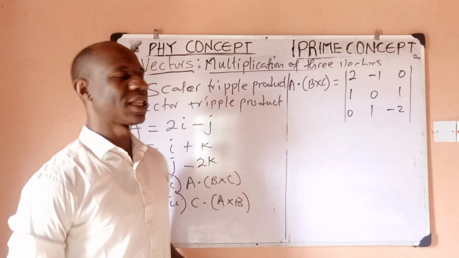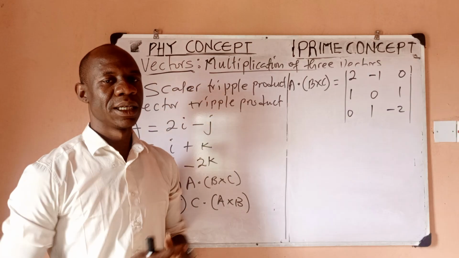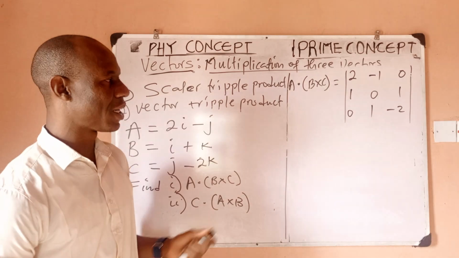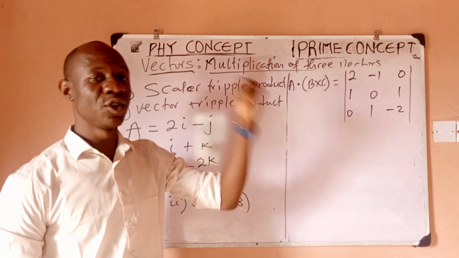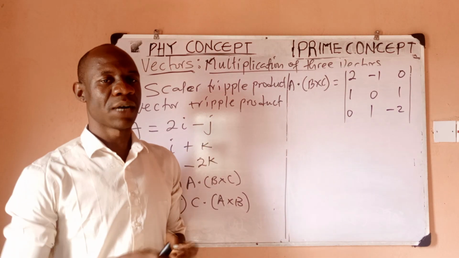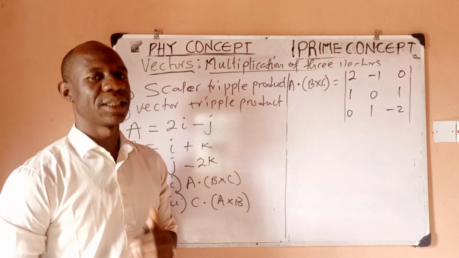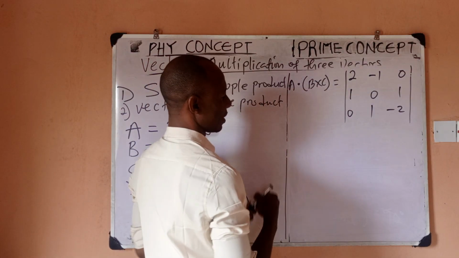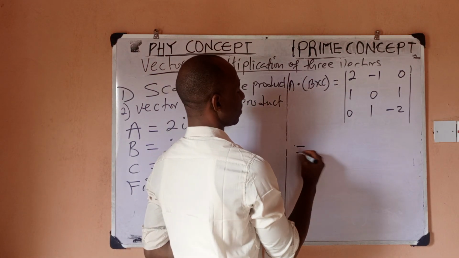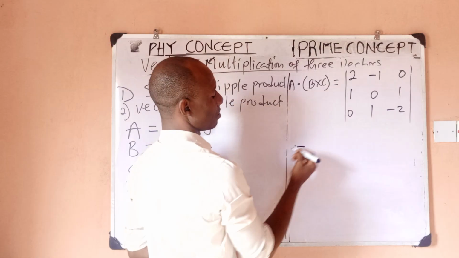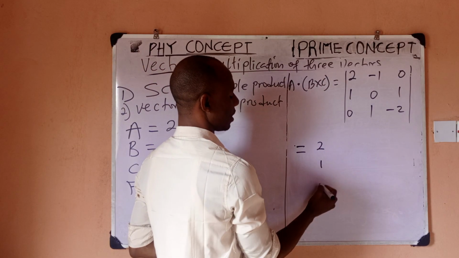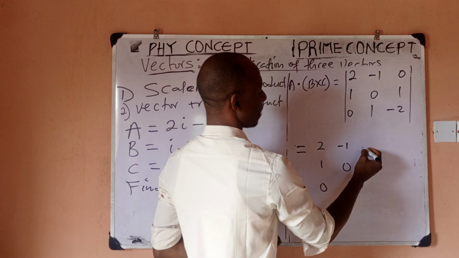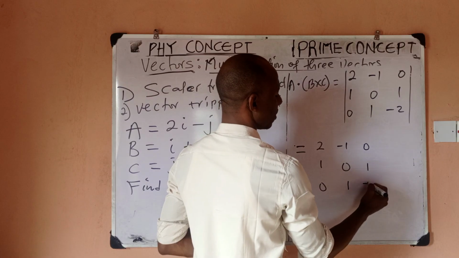I'll find this determinant. I want to teach you another way of solving the determinant of a matrix. I hope you would like it, or prefer it. In my previous video, I used another method for determinant. In this video, I want to introduce another method, which is called Sarrus's method. So I'll rewrite this matrix. I have 2, 1, and 0. I have minus 1, 0, and 1. I have 0, 1, and minus 2.